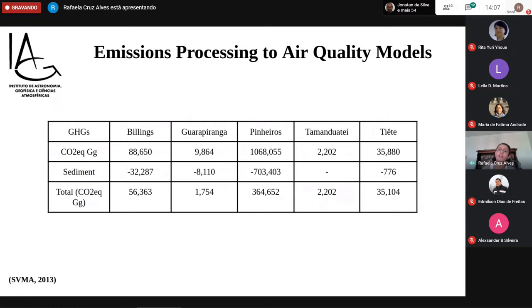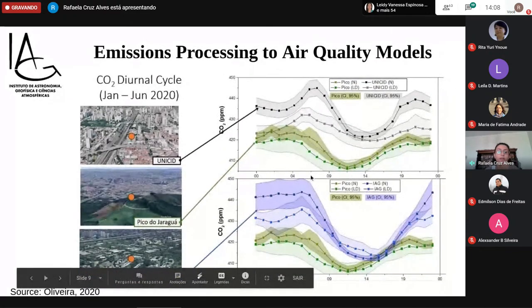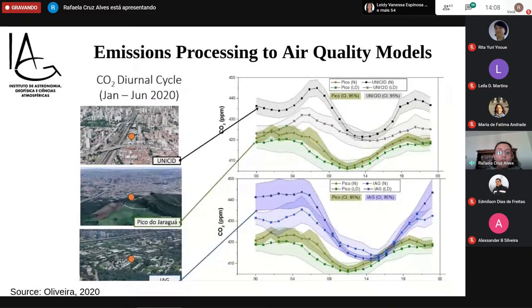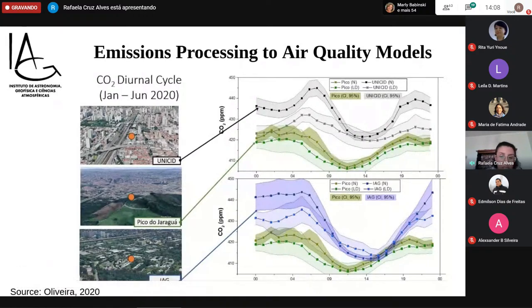This table is presented in the inventory for São Paulo City, showing GHG emissions for water bodies. This information is not always found in inventories. The major source of reported emissions is anthropic. These graphics were presented yesterday by Carlos Oliveira. They show the difference in the contributions of sources to the emission of GHG. It is noted that for both UNICID and IPEN stations, the carbon dioxide concentrations from vehicular sources are higher than the concentrations from biogenic sources on both normal and lockdown days.